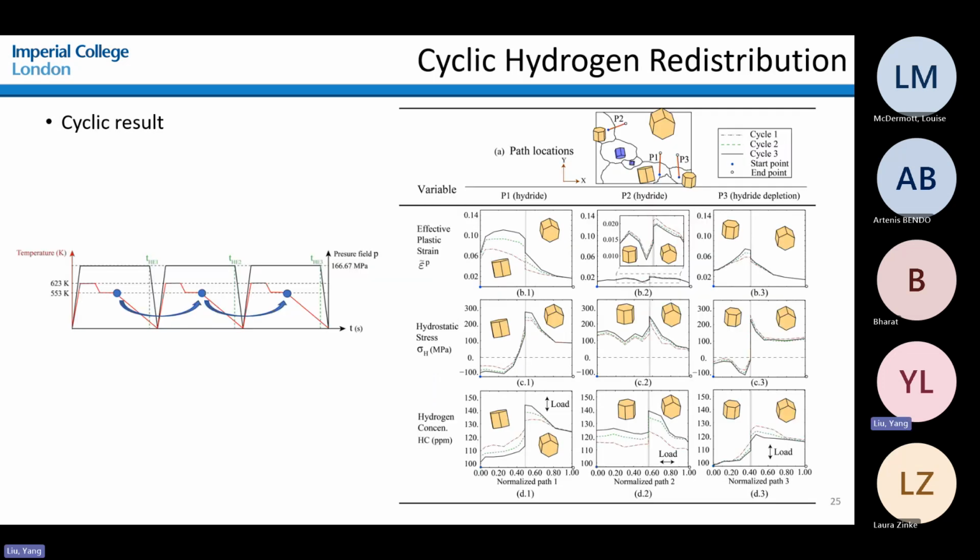And if you look at the cyclic hydrogen redistribution, where we implement these 3 cycles within this hydride sample, the hydrogen would be driven up cyclically, first driven by the plastic strain, and then the hydrostatic stress would be higher cyclically as well. These two drive up the interaction energy, and accordingly the hydrogen concentration would be higher and higher cyclically near those grain boundaries.